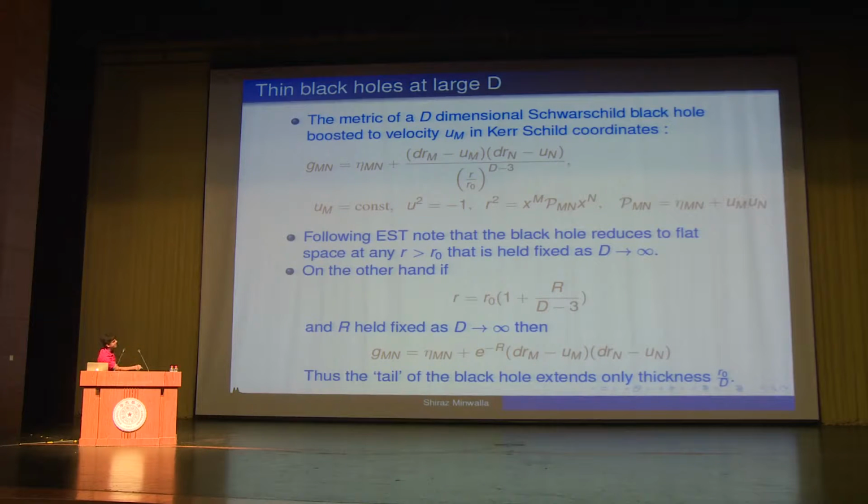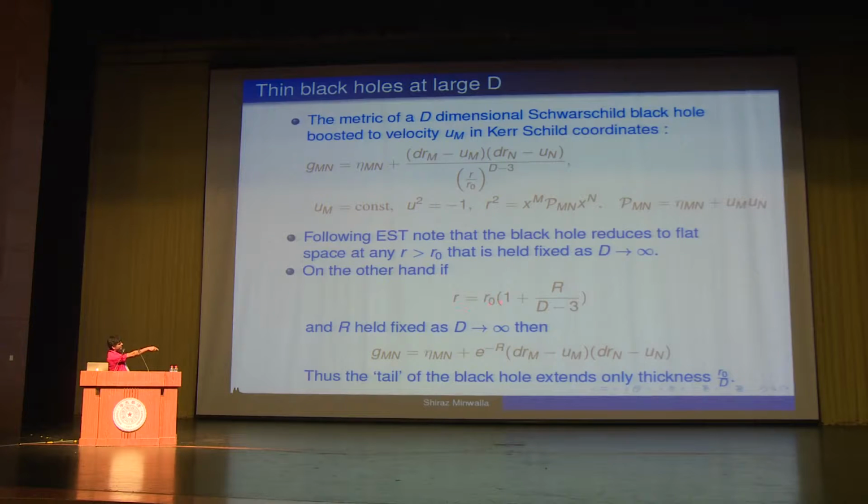Now, just looking at this metric, or a Schwarzschild coordinate version of this metric, Emparan, Suzuki, and Tanabe made the following observations. They observed that if you are sitting at any r larger than r_0, you hold r fixed and take the limit D goes to infinity, then this term goes to 0, and so this metric reduces to flat space. So we conclude from this that if you stay at any point outside the black hole, hold where you are fixed, take D to infinity, you just don't see the black hole at all.